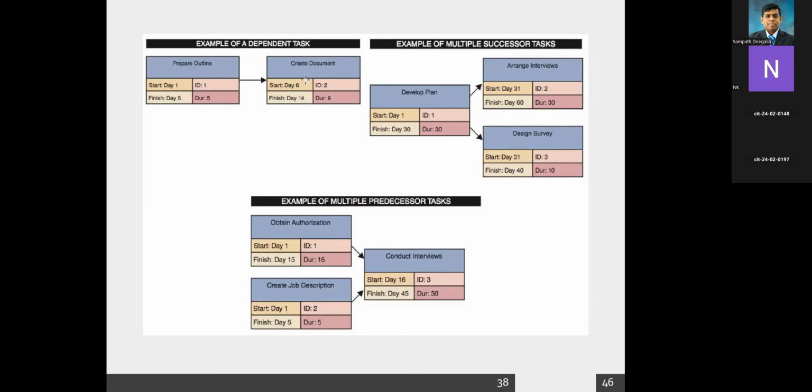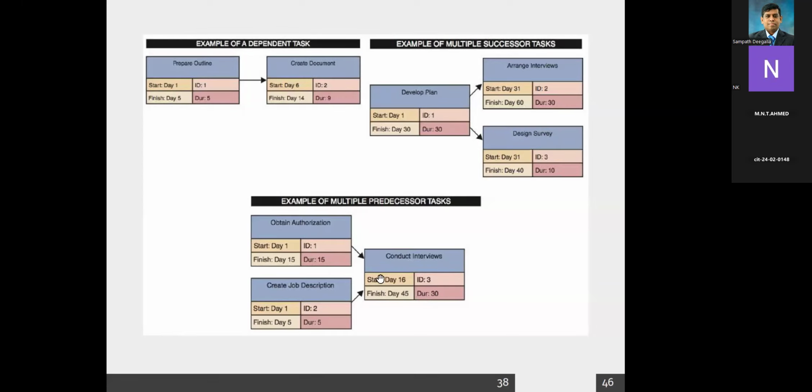That's the first one, where you have dependent tasks. Second one, multiple successor tasks. What do you mean by that? Once you finish a particular task, if you start multiple tasks, we call them multiple successor tasks. Now look at this one. It says develop plan, 30 days, start with day number 1, finish day number 30. So that means the two things here start with day number 31. This one will take 30 days, goes from 31 to 60. This will take 10 days, goes from 31 to 40. Right? Ideally, after finishing this task, you start multiple tasks. So we call it multiple successor tasks.